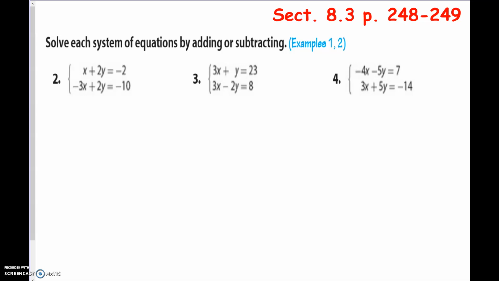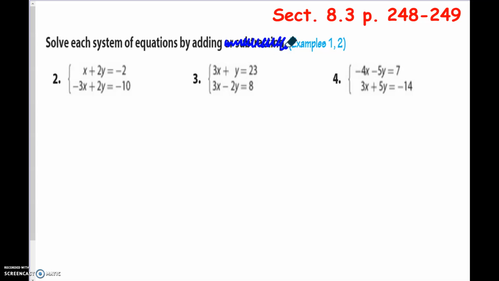Today we're going to be correcting page 248, the problems we had here, numbers 2 through 8, using elimination. All right, and I am not going to be doing any subtracting. Everything I am going to do is going to be adding.